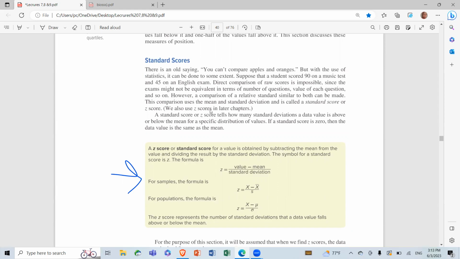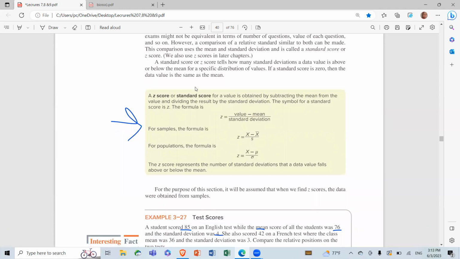We also use that score in later chapters. A standard score or Z-score tells how many standard deviations a data value is above or below the mean. هون بنعرف هيدي ال standard deviation قديش أعلى أو أقل من المين for a specific distribution حسب توزيع ال values. If a z-score is 0, then the data value is the same as the mean. إذا طلعت معنا ال standard score هيدي القاعدة 0 يعني ال data value نفس المين.